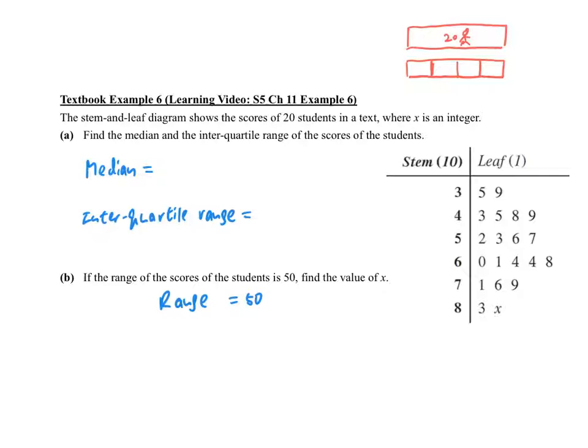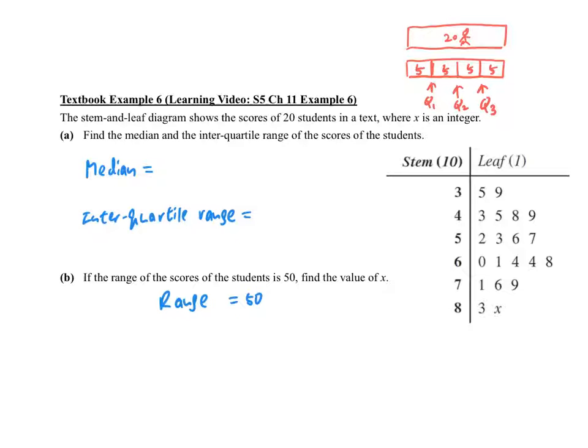To find the interquartile range, we divide the data set into 4 equal parts. For 20 people, that means each part has 5 people. Q1, Q2, and Q3 are shown here. For example, Q1 is in between the 5th data and the 6th data. The data is their exam score.